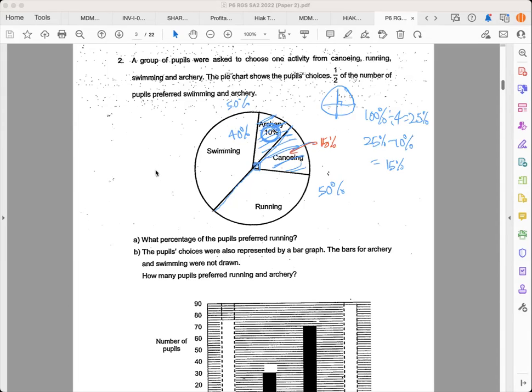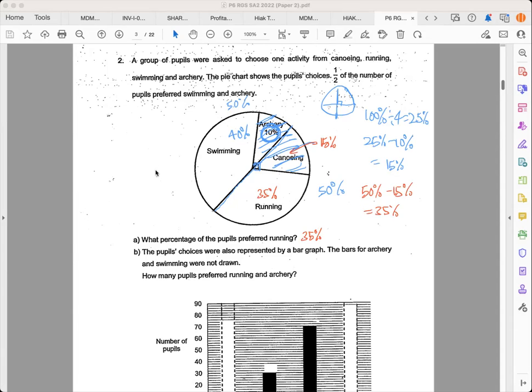All right. Running, since canoeing and running makes up half of the total pupils, then running will be 50% minus 15%. That will give you 35%. So this is the answer for part A. What percentage of the pupils prefer running? 35%. Let's look at part B.